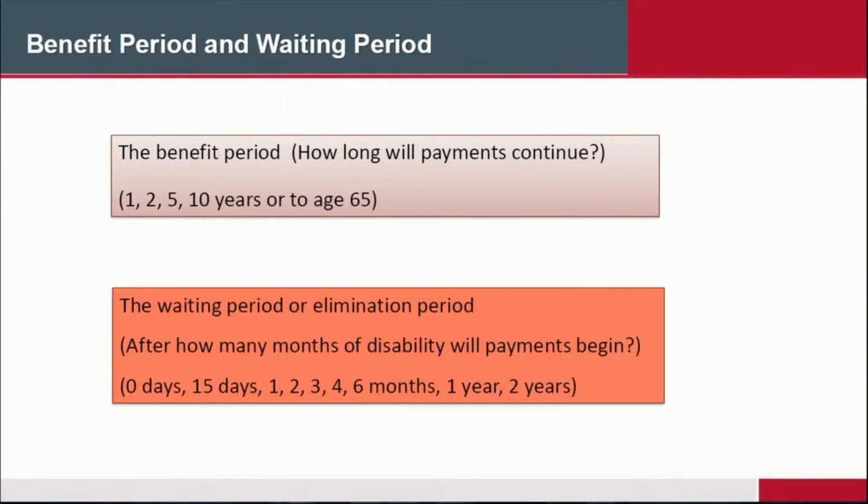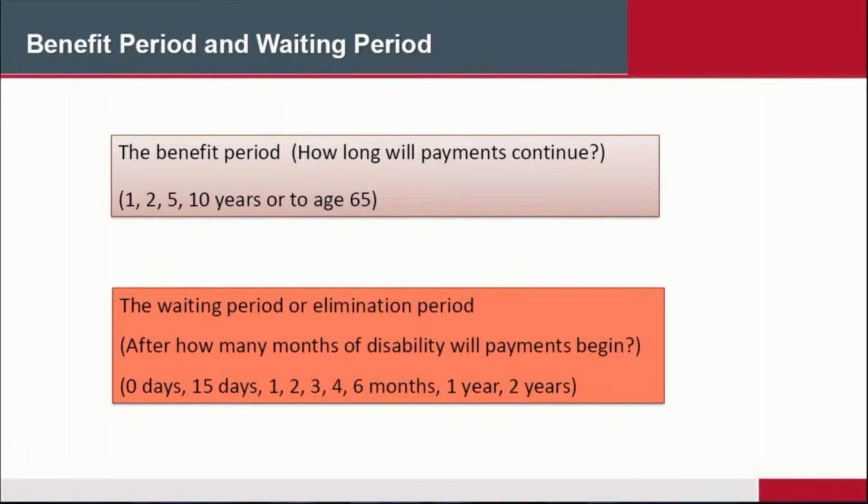Now, that doesn't mean that the policy expires, let's say you had a 10-year benefit period. It doesn't mean that at the end of 10 years the policy has expired. No, all disability insurance expires at age 65. What they're saying is that if you had a 10-year benefit, for that particular disability the maximum payments you're going to get is 10 years. Even if you're still disabled, yes, the check will stop, but you're still covered.